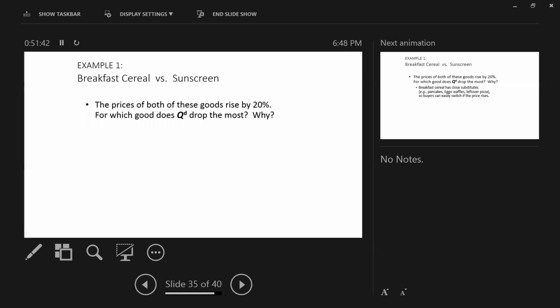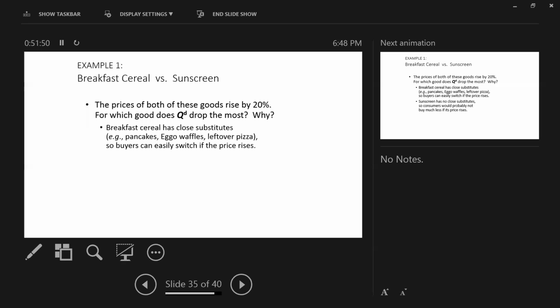You can have bacon and eggs, bagels, fruit, many other substitutes for breakfast cereal, implying that when the price of breakfast cereal goes up, people don't stress about it. They just switch to something else. They switch to another available substitute. So we expect breakfast cereal to be relatively elastic. Consumers would be pretty price sensitive there.